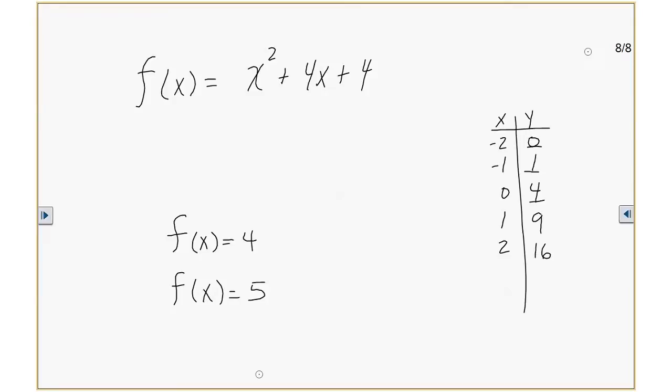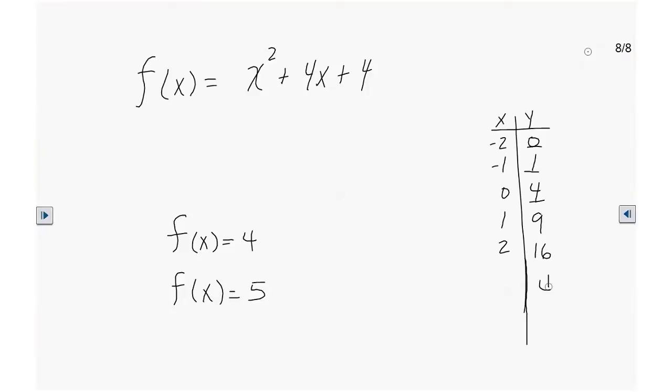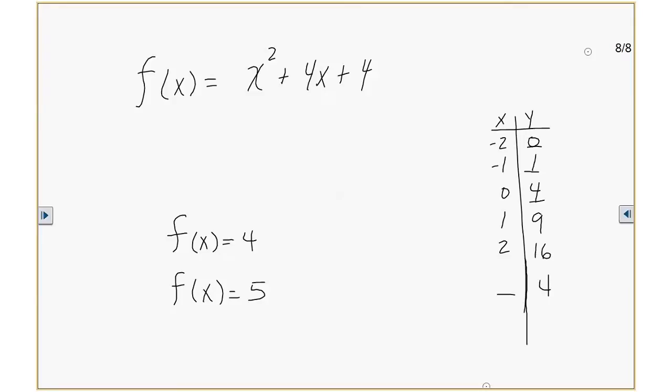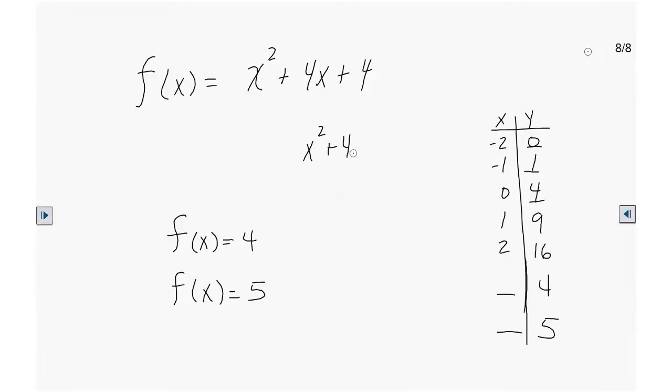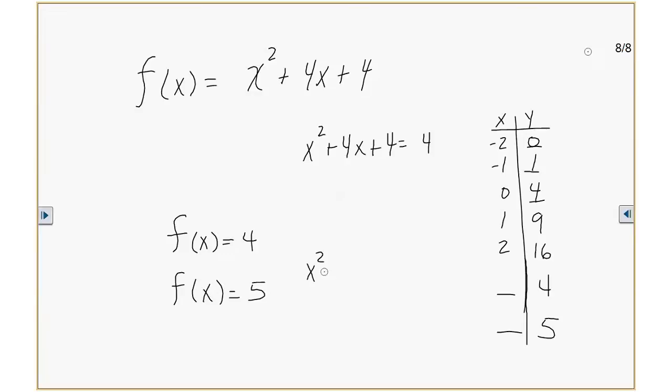Well, what did you do in pre-algebra? Well, what does that mean? What does this mean? Y is equal to what? 4. So you're going to find x. Y is equal to 5. So you're going to find what? X. So you've got to set the thing equal to what? 4 and 5. X squared plus 4x plus 4 is equal to 4. And x squared plus 4x plus 4 is equal to what? 5. And you solve if you can.